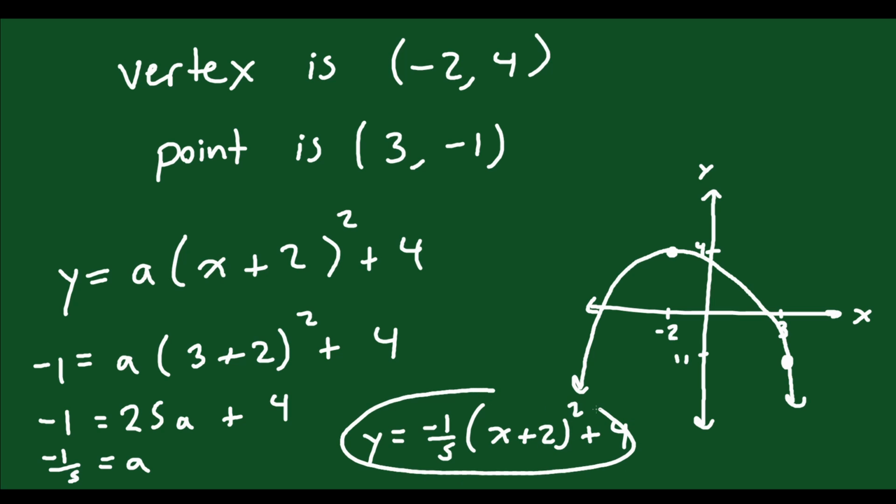This is the equation of this function, and you can see that it makes sense because the vertex is (-2, 4), and the a value is negative, so it opens down. So it does look like our final answer here makes sense.